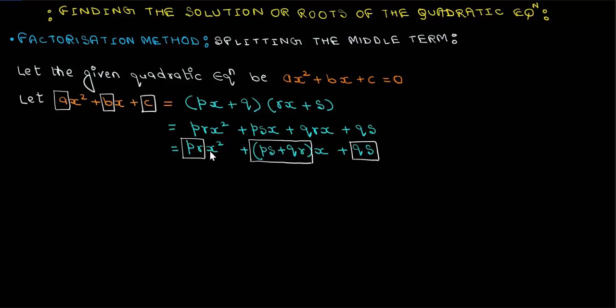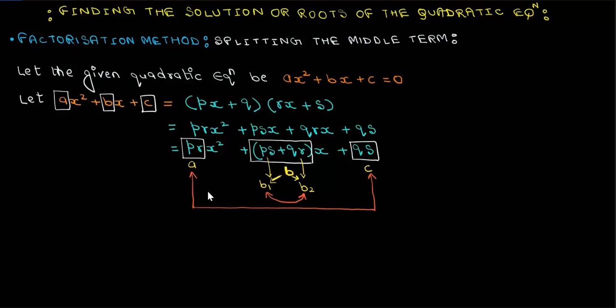Here the coefficient of x square is pr. So I can say that this a is equal to pr, and this b is equal to ps plus qr, and this c is equal to qs. So this is a, this is c, and ps plus qr is b, and these are the two parts of b, b1 and b2. So this b is divided into two parts, b1 and b2, and c is qs. So we see there is a relation.